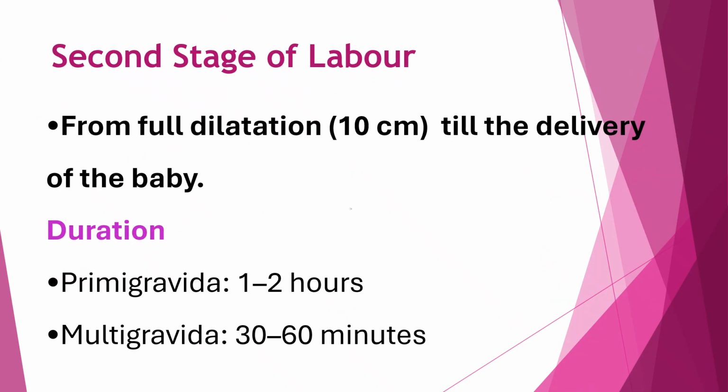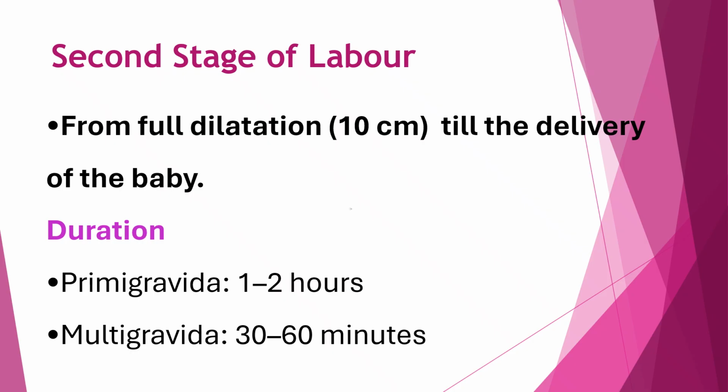The second stage of labor begins once the cervix is fully dilated to 10 centimeters and continues until the baby is delivered. This stage is shorter than the first stage. In women giving birth for the first time, called prima gravida, it usually lasts about 1 to 2 hours. In women who have given birth before, called multigravida, it is even shorter, lasting around 30 to 60 minutes.